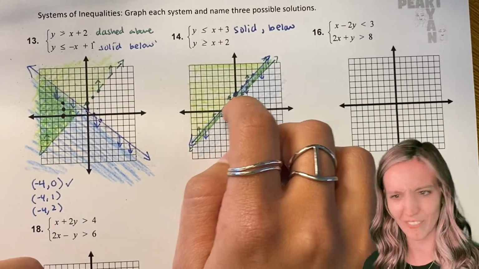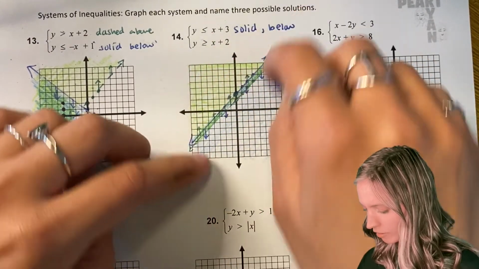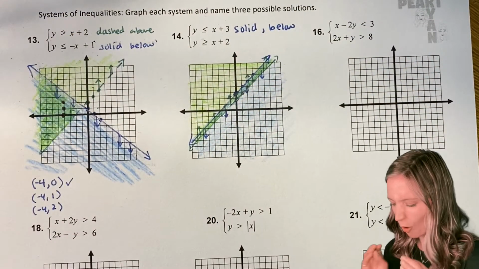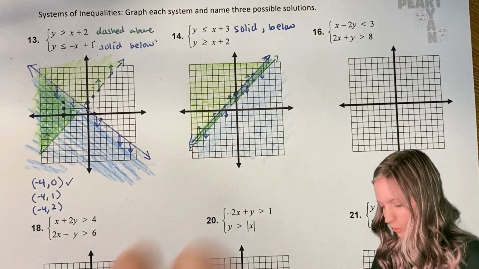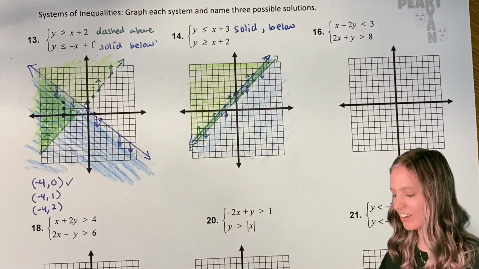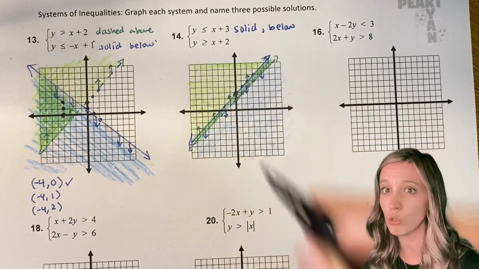Ooh, this one looks kind of funky, right? I have my first graph shaded below, then I have my second graph shaded above, both solid lines. So the overlapping area is this tiny little sliver of graph in between. That looks so weird. So when I want to identify 3 possible solutions, if you can kind of see some points in between, you could totally pick those.